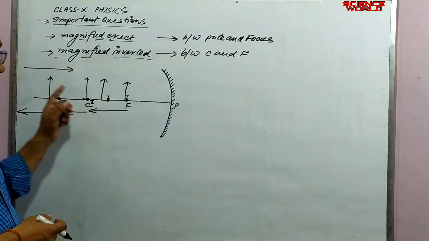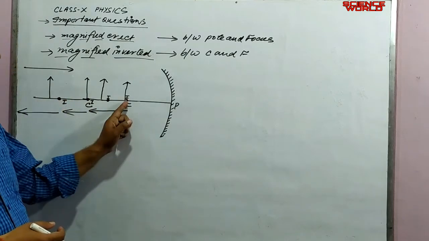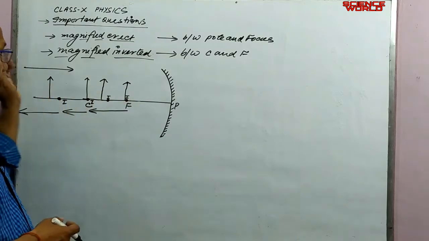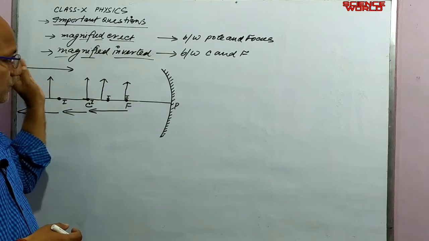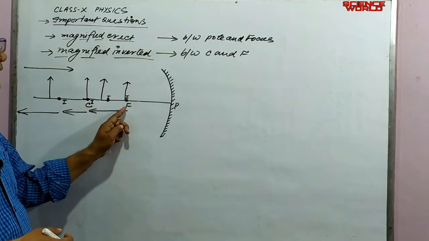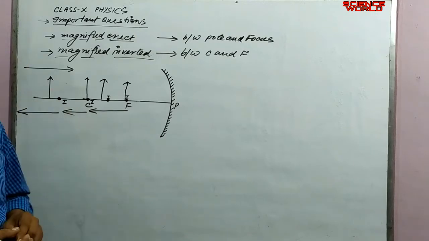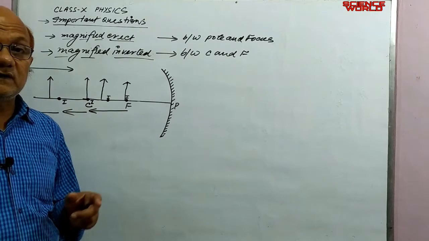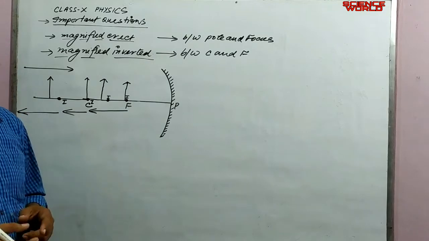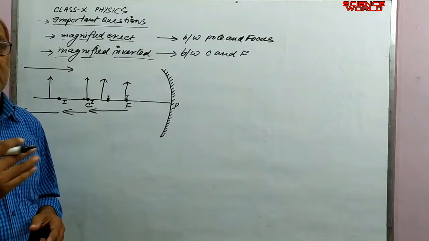So, it means from infinity to focus, when you shift the object toward the mirror, the image is gradually moving away from the mirror. Okay? And what about the size? The size of image also increases.